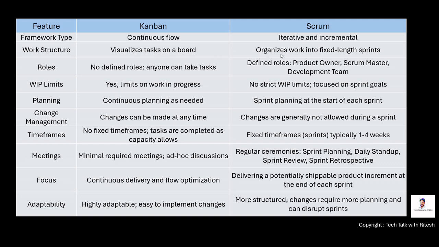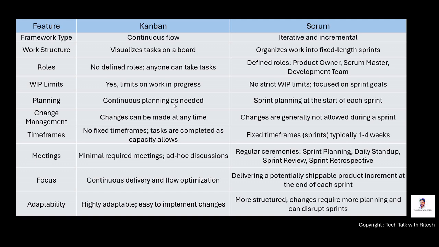We have visualization here, and Scrum is basically organizing the work into fixed length sprints. So like 1, 2, 4 is sprints, right? In Kanban, we do not have any defined roles, whereas in Scrum we have defined roles. We have product owner, Scrum master, development team, etc. And work in progress limits. Yes, of course we have the limit on work in progress, whereas there is no restriction of work in progress items limits. There is no such restriction.